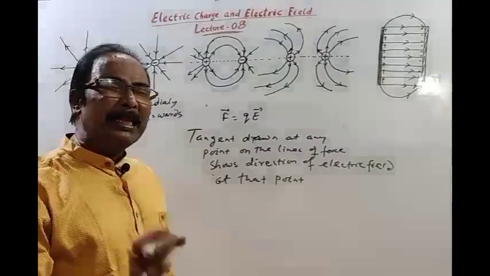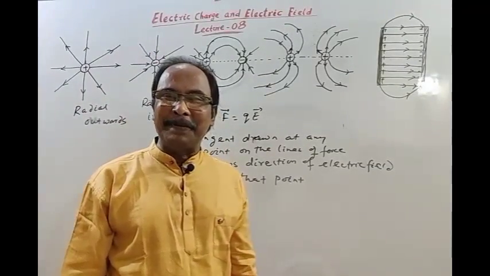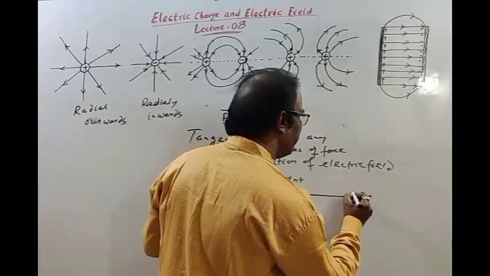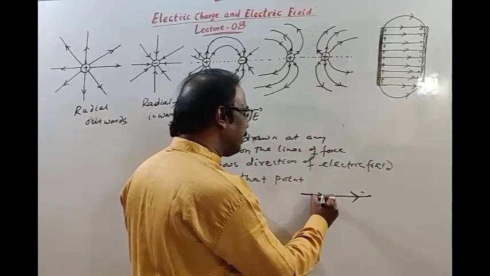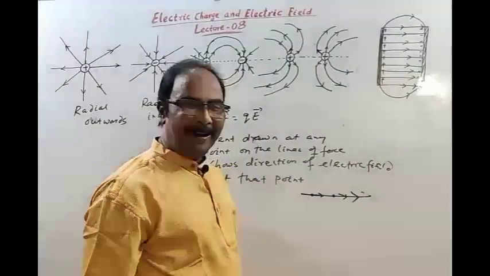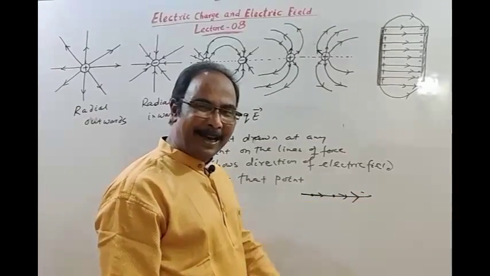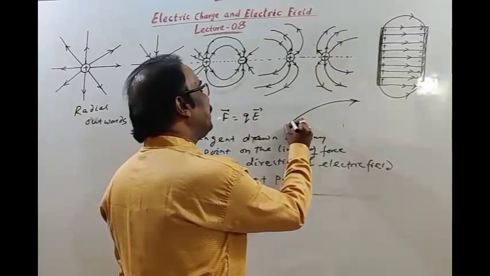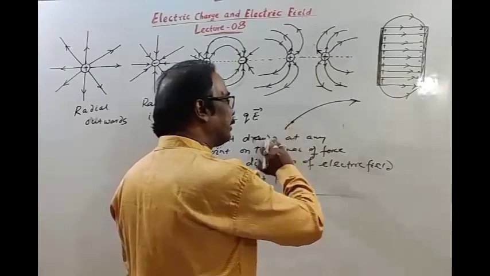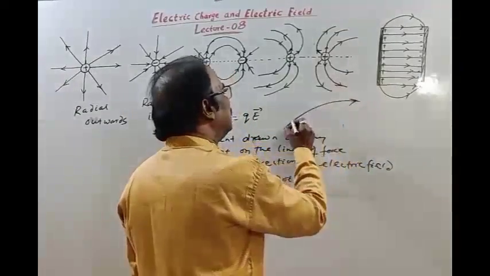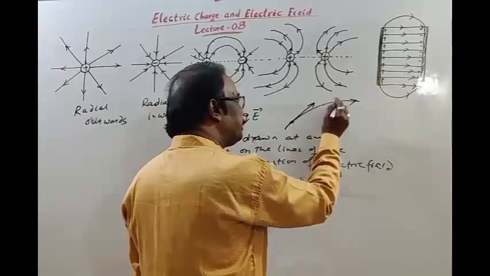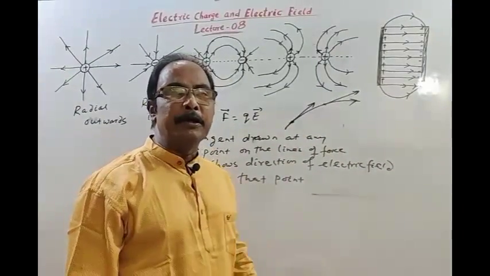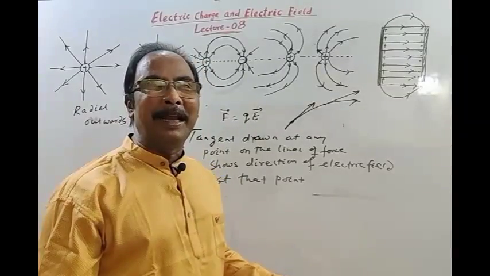Okay, we'll discuss this. A tangent drawn at any point on the lines of force shows the direction of the electric field at that point. Suppose the line of force is straight, maybe outward or inward. Then if you draw a tangent at any point, the direction will be along the original arrow mark. But if the line of force is curved, and we want to know the direction of the electric field at a point, then since the line of force is outward, this tangent is the direction of the electric field at this point, and here this tangent is the direction at that point, and so on. So a tangent drawn at any point on the electric field line shows the direction of the electric field at that point.